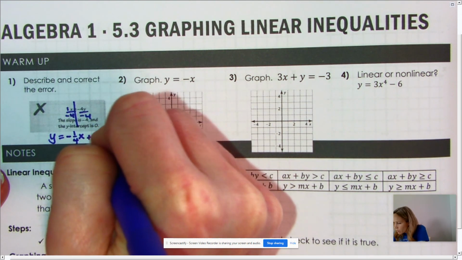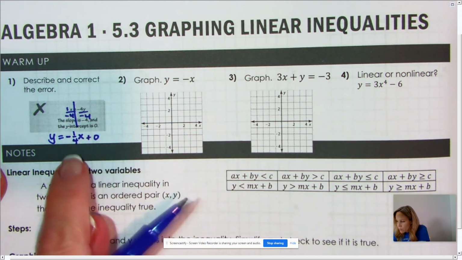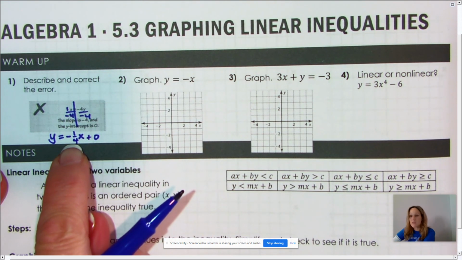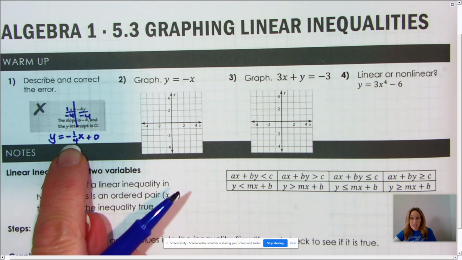I could write a plus 0. But -4 wouldn't be the slope. The slope would be -1/4. Because remember, it's the value that's stuck to the x when the y is by itself, the coefficient of x when y is by itself.